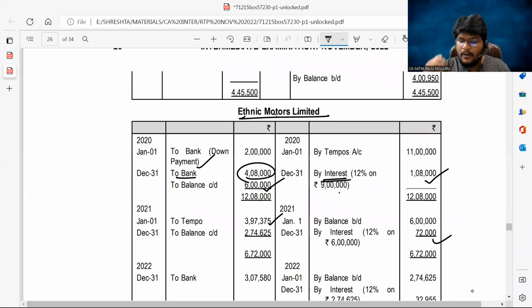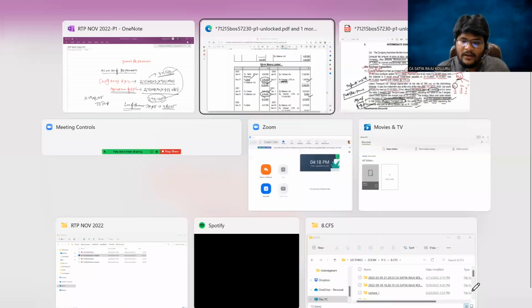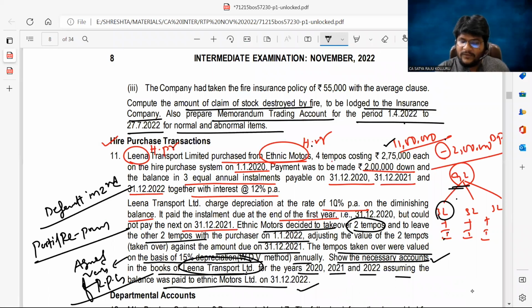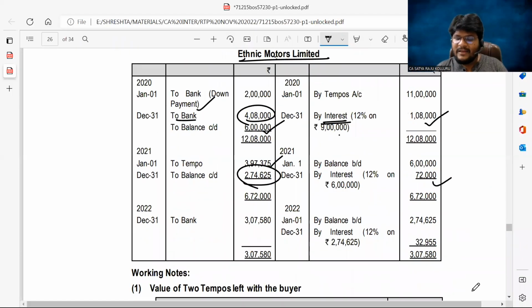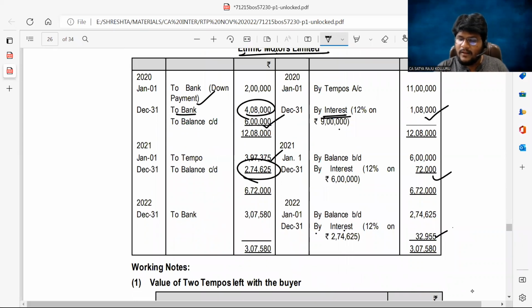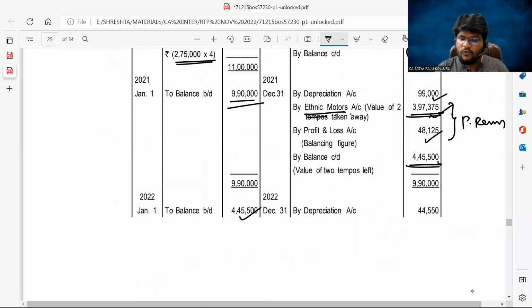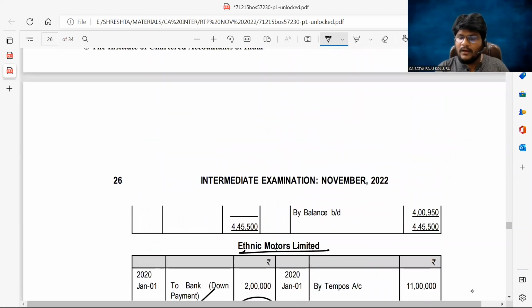3,97,375. Now, after completion of repossession, how much balance do I still need to pay? 2,74,625. It was clearly given in the problem that the entire balance was settled as on 31st December 2022. So you can provide the next year interest, that is, by interest. Then you can settle the total amount in a single instance as on December 31st, 2022. Then for the last year depreciation also you can provide, then carry forward the remaining balance of the two Tempos. That's it.